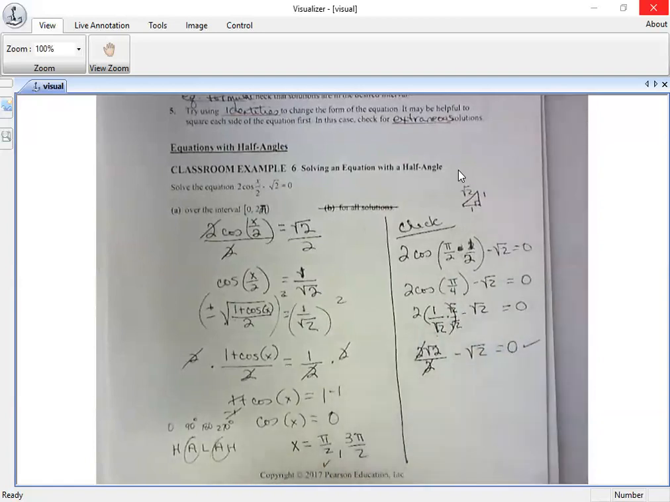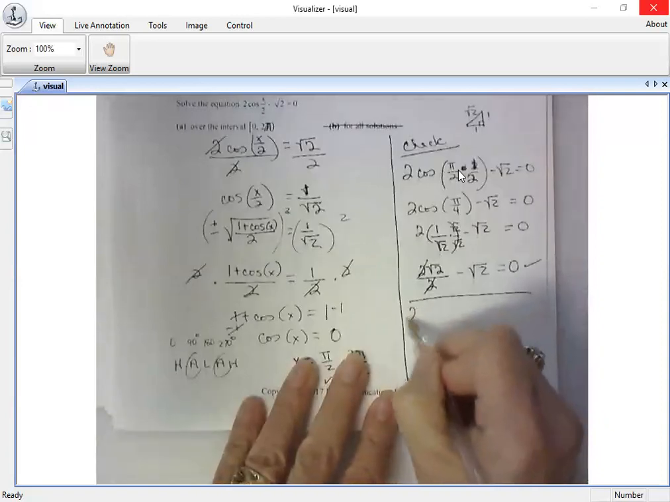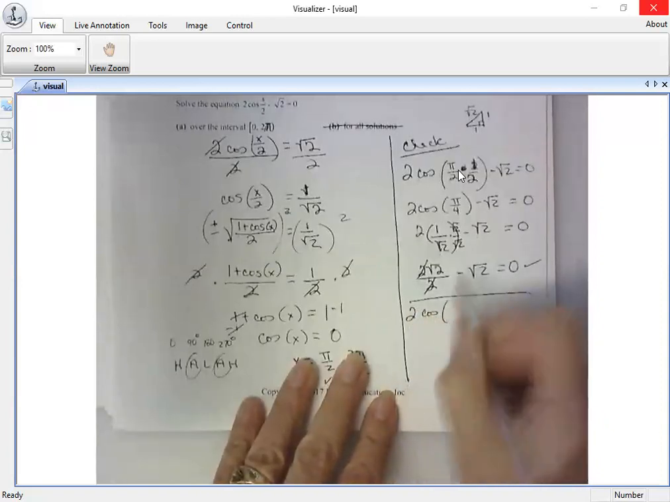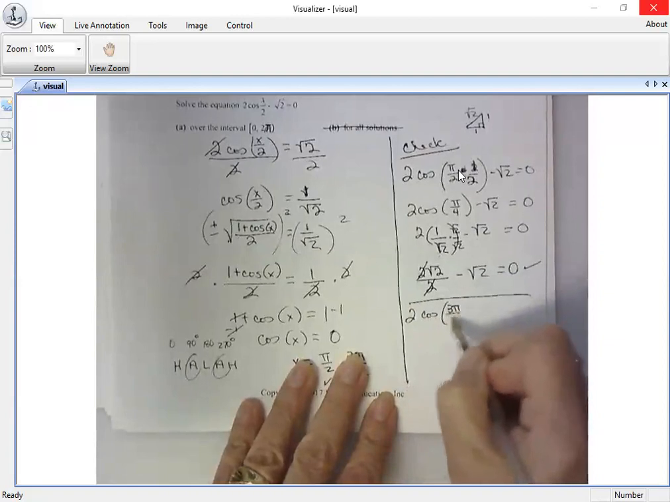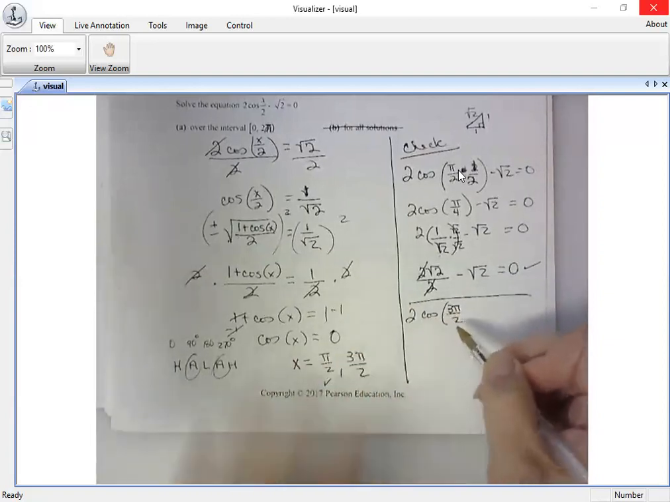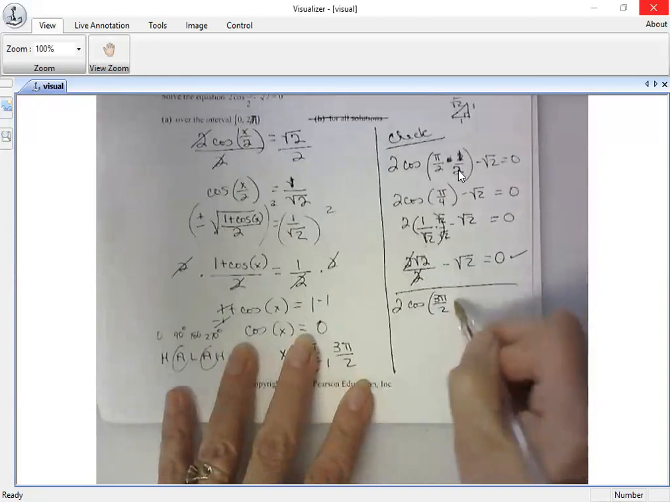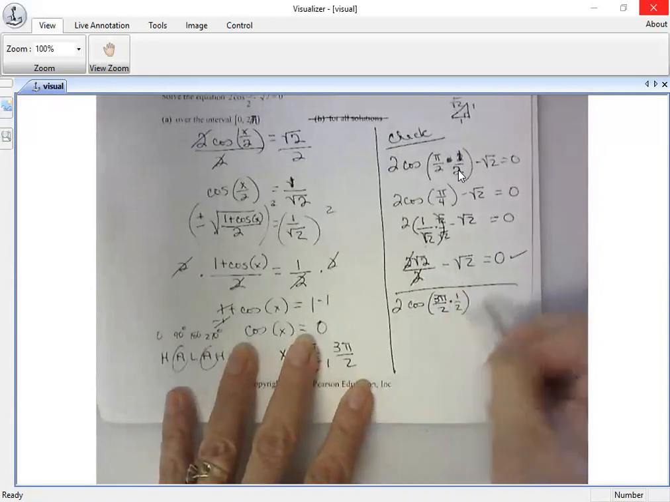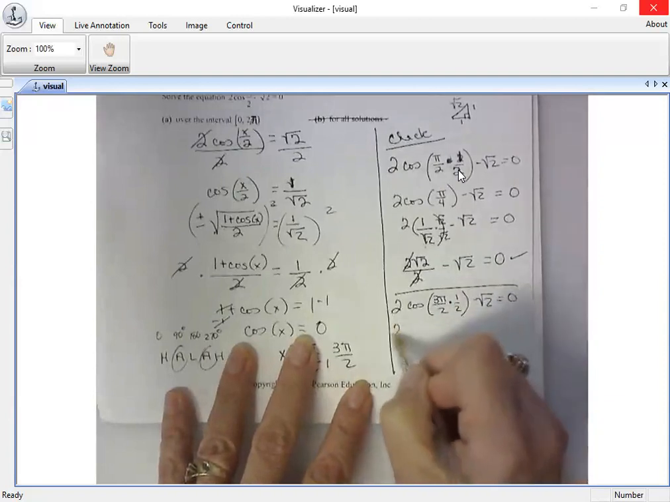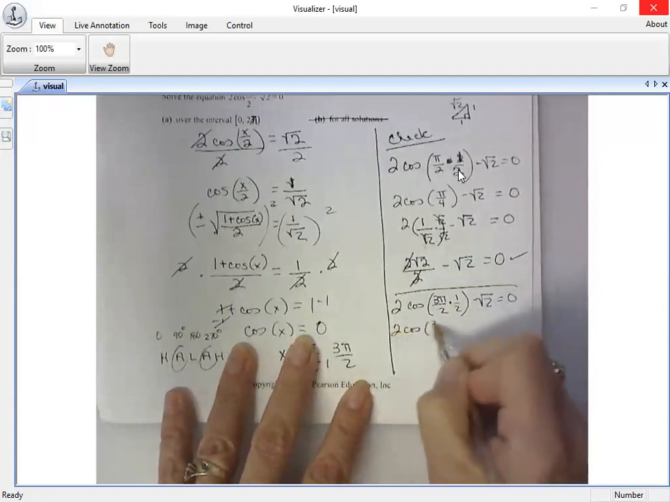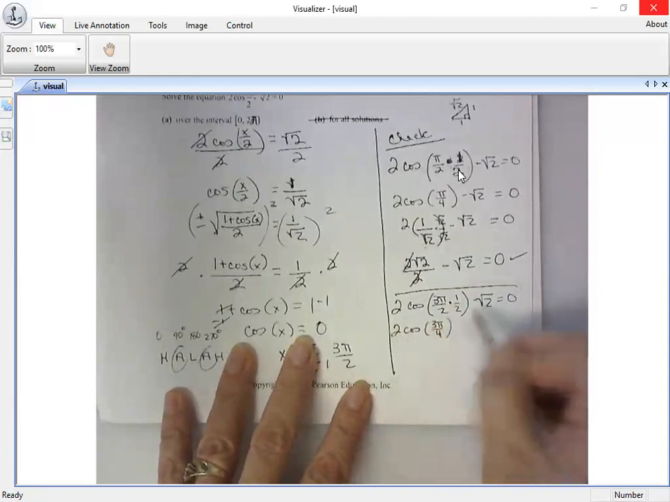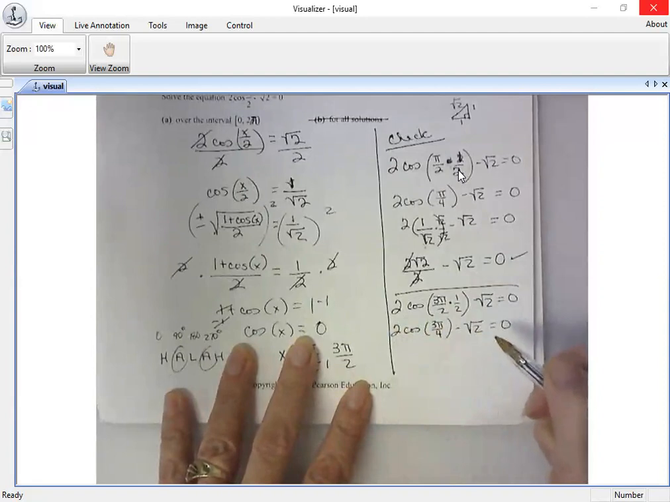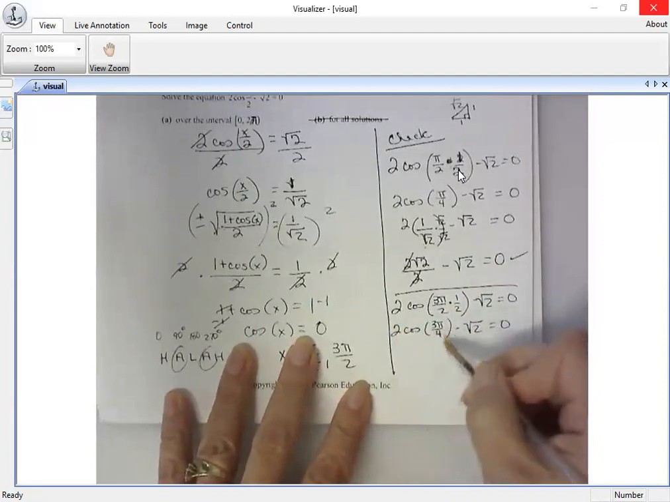Now let's see what happens if we use 3 pi over 2. So 2 times the cosine of, we'll take 3 pi over 2. And since we've got to divide it by 2, we know that's the same thing as multiplying by 1/2. All right, so we're looking for the cosine of 3 pi over 4. Now what quadrant is that going to be in? 3 pi over 4.